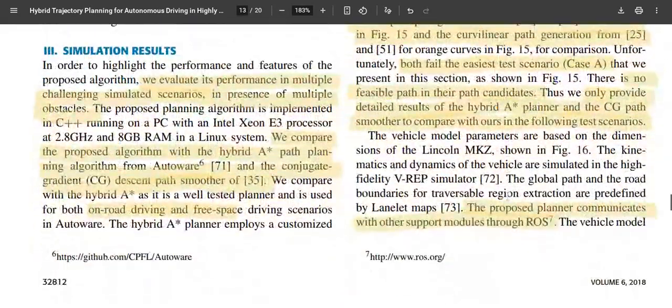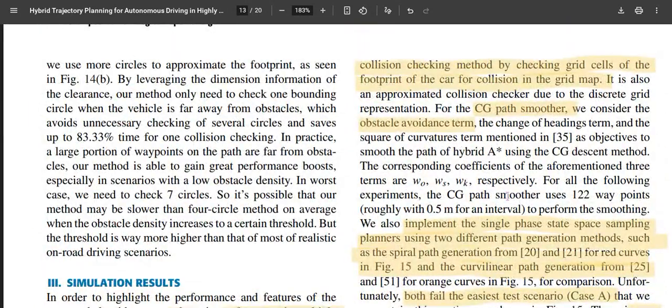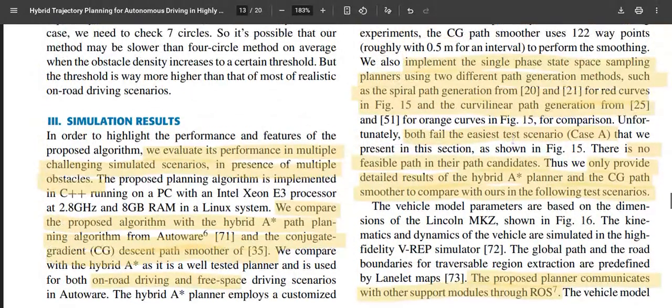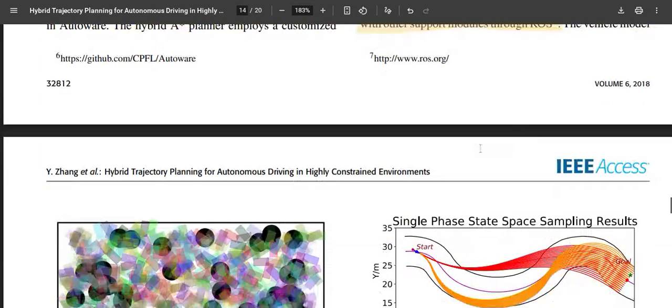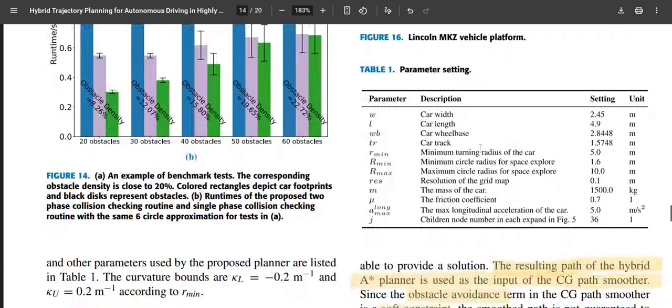They tested these results in a simulation-based environment and compared the results with the hybrid A star and CG-based smoother. There are three types of CG-based smoother they used. They also invoked single-phase stage sampling methods, but unfortunately those methods couldn't achieve reasonable results for this tight curvilinear path and tight constraints, so they were dropped, and they only compared with the hybrid A star and the MCG method.